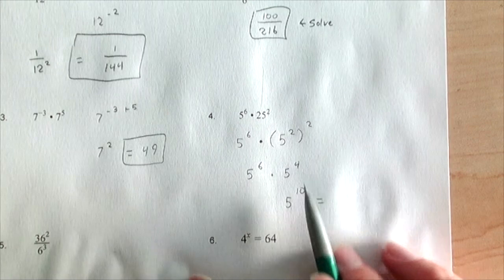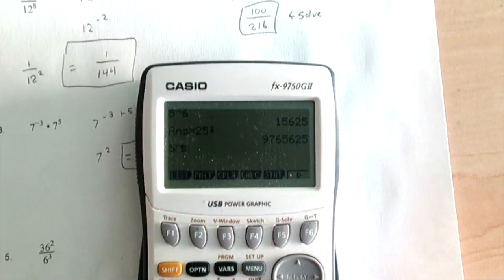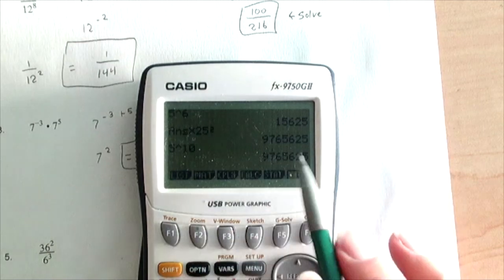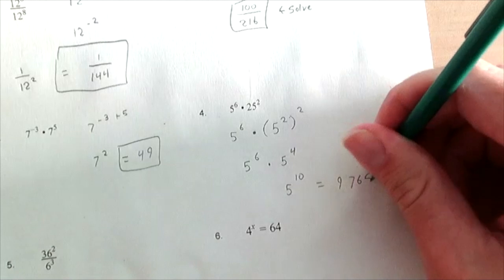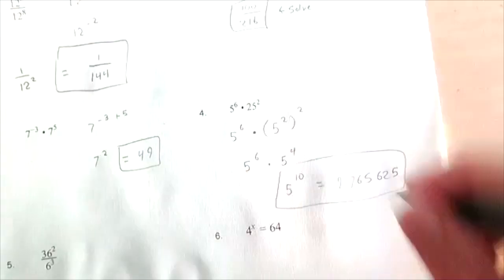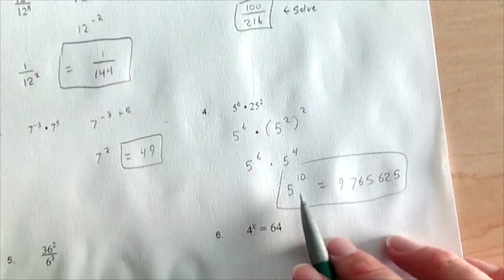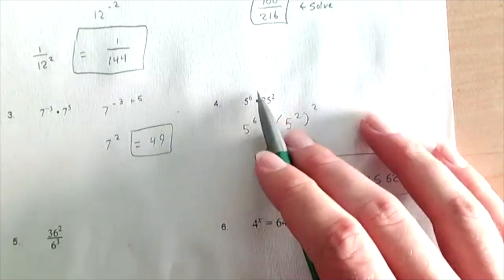5 to the 6 times 5 to the 4 we can simplify to 5 to the 10. And it's going to be the exact same thing that we solved before, right? So again, you want to simplify if you can. That's the whole point, okay? So you could have solved this the whole time, but we just learned a really powerful rule of exponents.